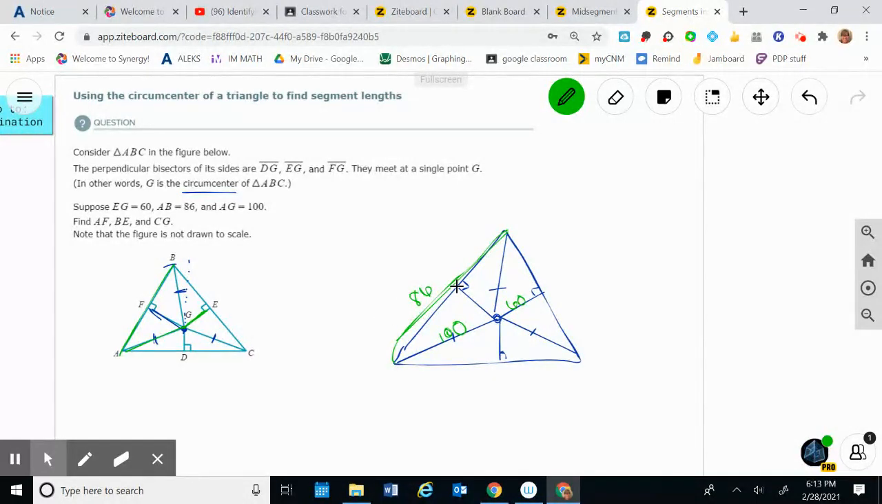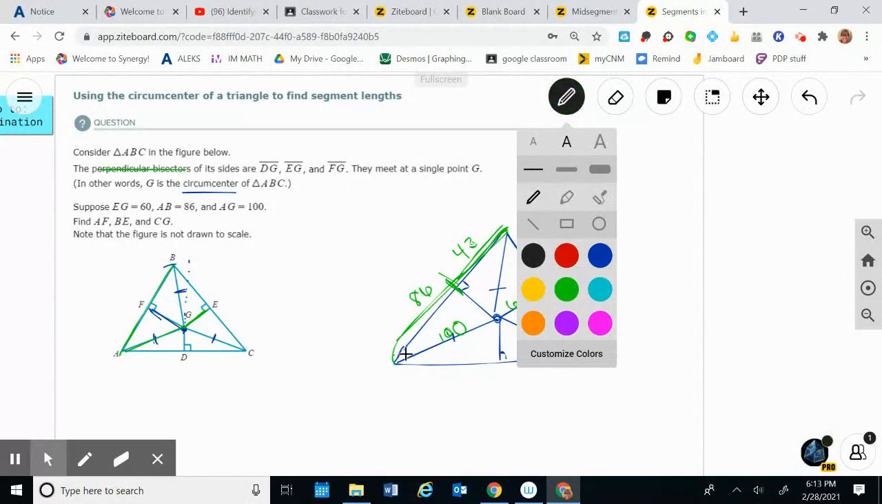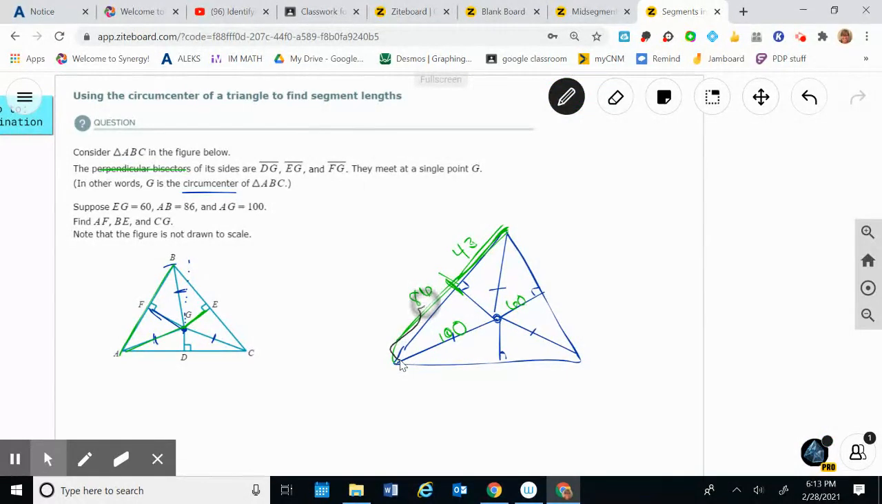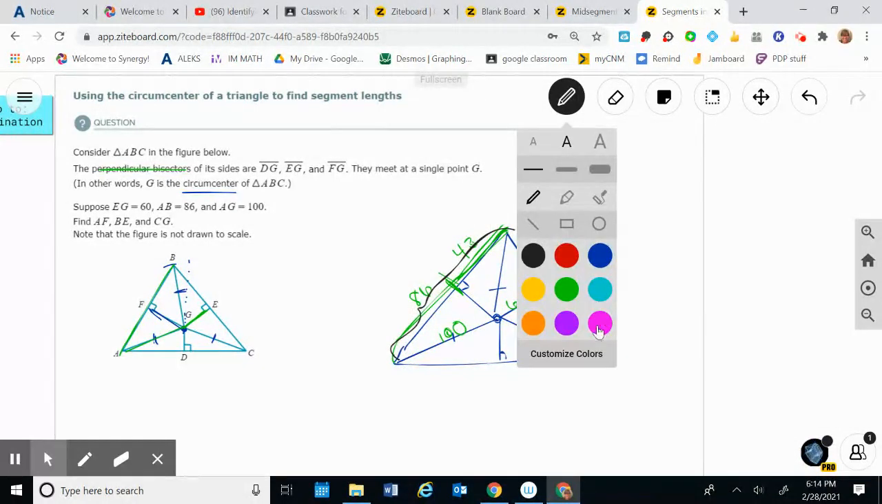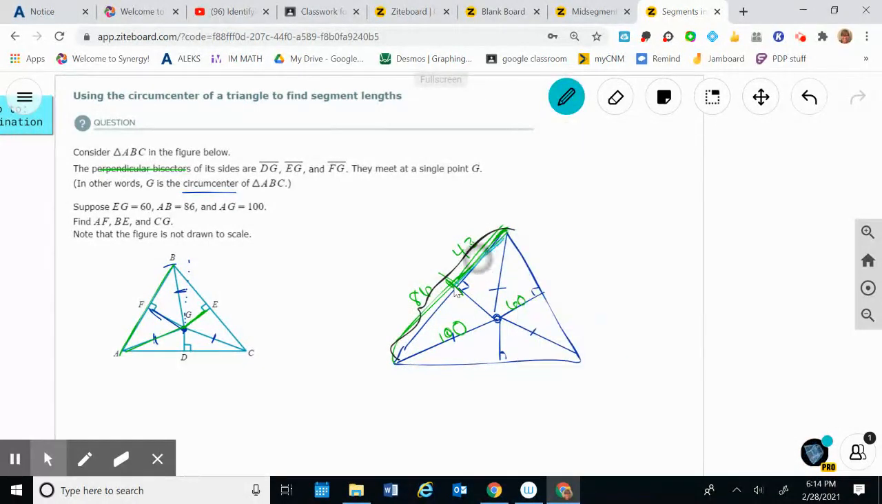Okay, if this is a perpendicular bisector, they told us it was, and this is 86, that means the little side is 43. That's what they expect you to be able to say. They give you the whole thing is 86. Make sure that I make that apparent. Okay, and then the little piece, this piece is 43.